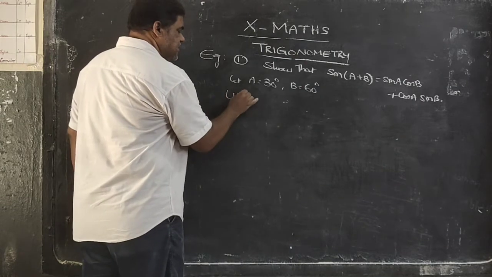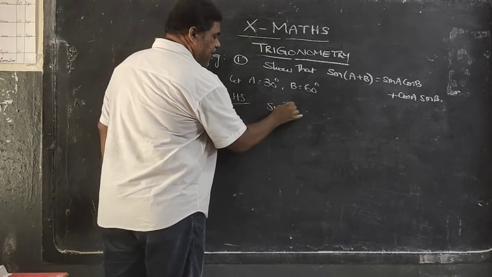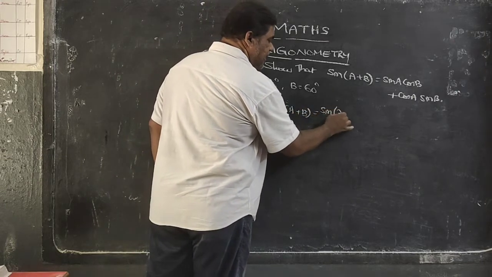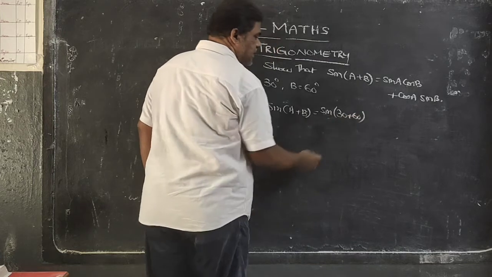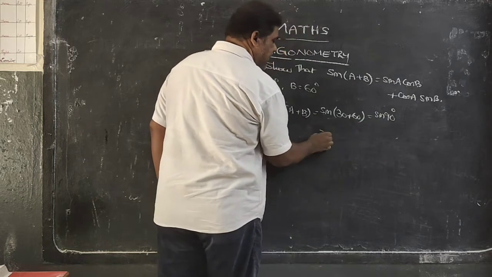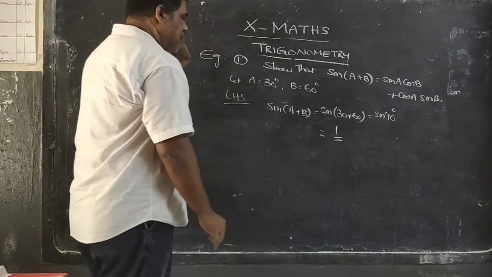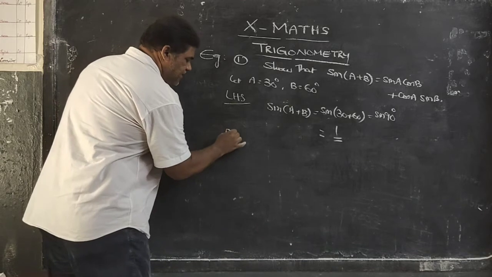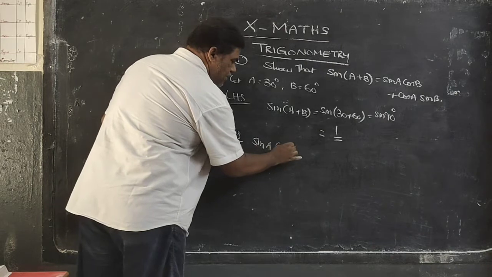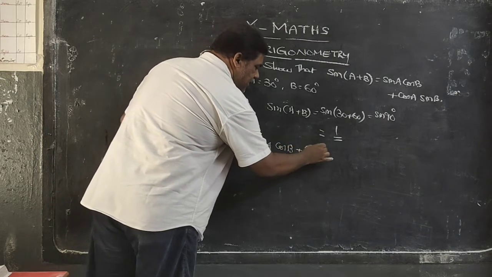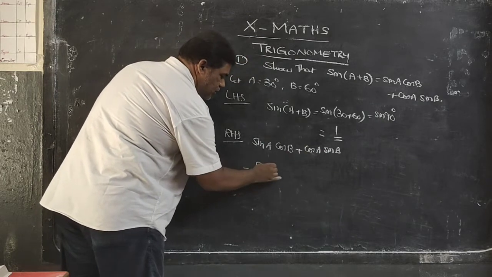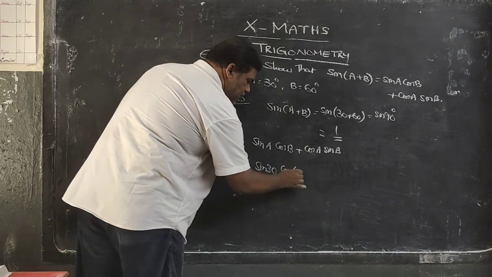Now take LHS. LHS is sin(A plus B), that is sin(30 plus 60). Sin(30 plus 60) is sin 90 degrees. Sin 90 degrees is 1. So that is the LHS answer. Now let us take RHS. Sin A cos B plus cos A sin B. Let us substitute A is equal to 30 degrees and B is equal to 60 degrees.